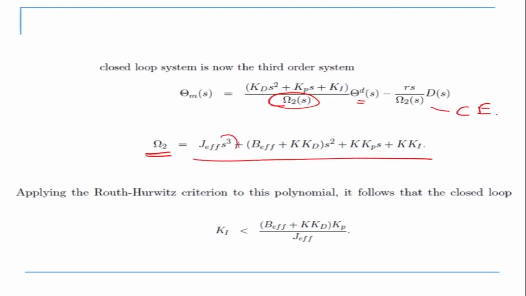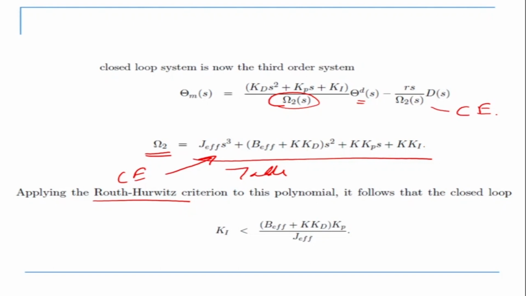Now you see that this is s cubed, which means that it is not guaranteed that the roots of this equation will always be on the left hand side. If the roots are not on the left hand side always, this can become unstable. Okay, so how do we check for stability? We use the Routh-Hurwitz criteria we have seen. So we make the Routh table using this equation.